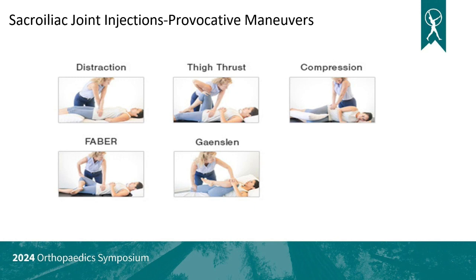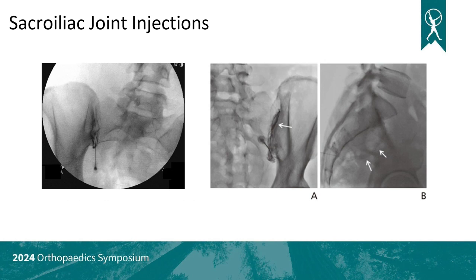Here's some of those provocative maneuvers. So this is SI joint distraction, thigh thrust, SI joint compression, Faber. This is the same maneuver used for the hip, except you're reproducing buttock pain rather than groin pain. And then Gaenslen's maneuver as well. So if you do get 3 of these that are positive, that's technically a sign that this is SI joint pain, and that's the procedure you should choose going forward.